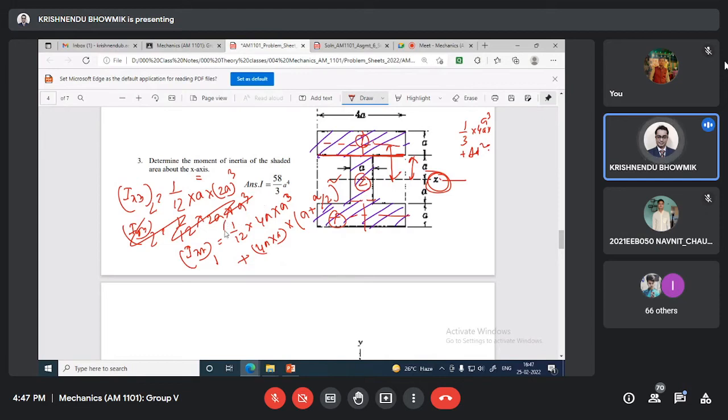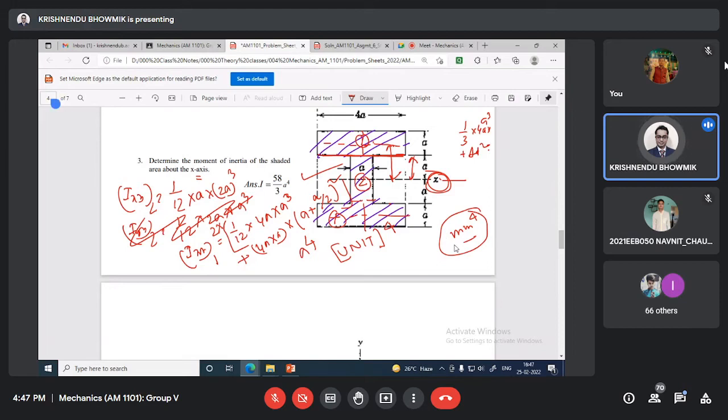If this is the total value, I will multiply it by 2 for both sections. Then you can take the summations, you will get the value of I. And if it is something a power 4, you can write it this way, unit power 4, or maybe if it is millimeter power 4.